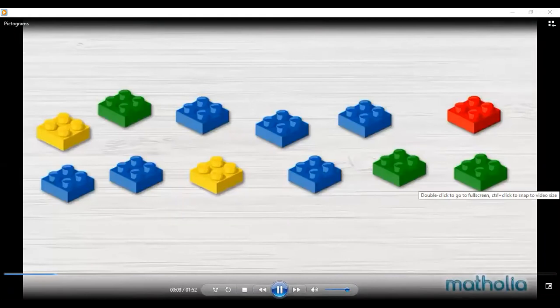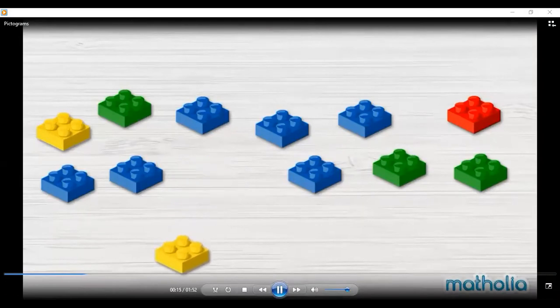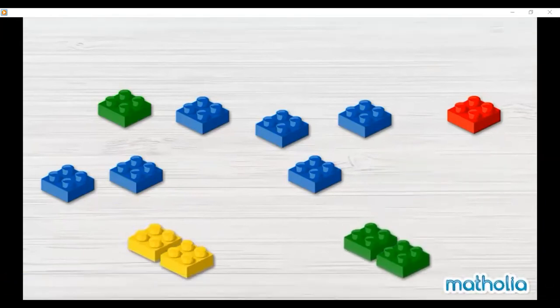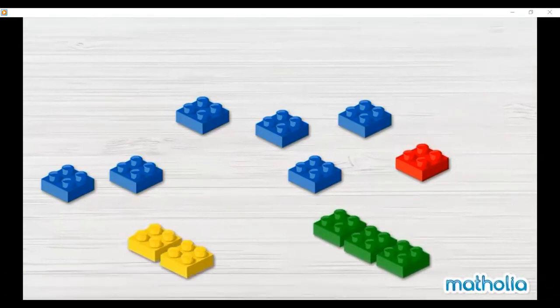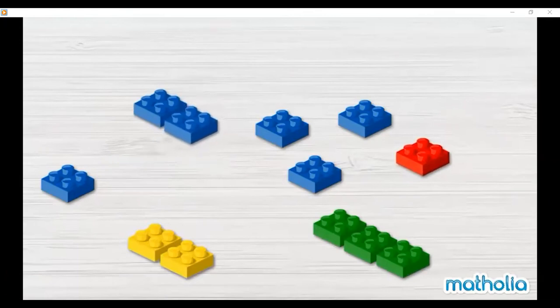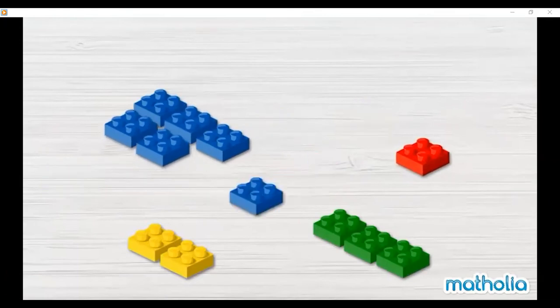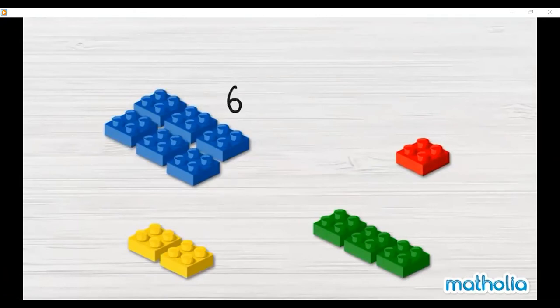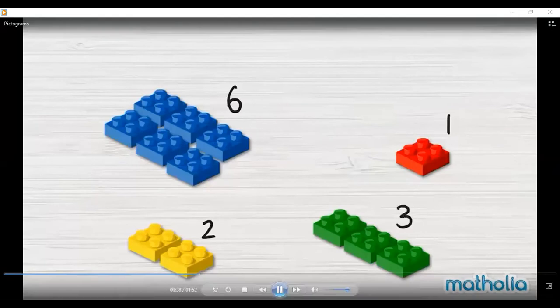Look at the blocks on the table. Group the blocks by their colour. We can put the yellow block here, 3 green, 1 red, and all together here, 6 blue. Can you count the blocks in each set? There are 6 blue blocks, 2 yellow blocks, 1 red block, and 3 green blocks.